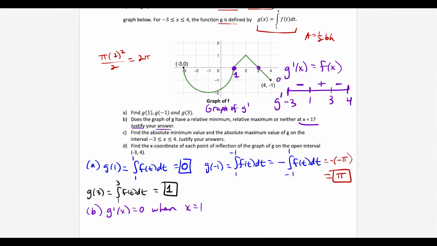If I look at the behavior of g, since g prime is negative, this function is decreasing. Then it's increasing, and then it starts to decrease again. So at x equals 1, if I go from decreasing to increasing, that's going to make a local minimum. Now we just have to write this all together.